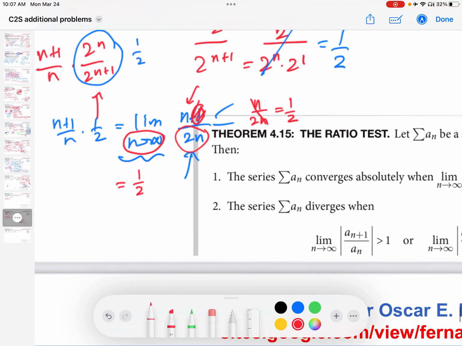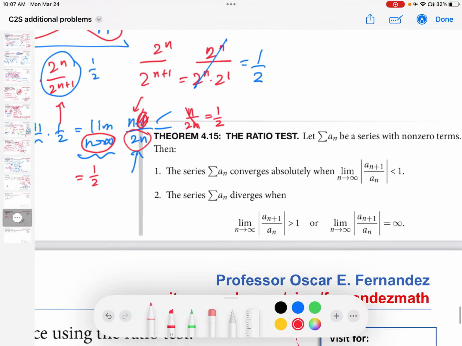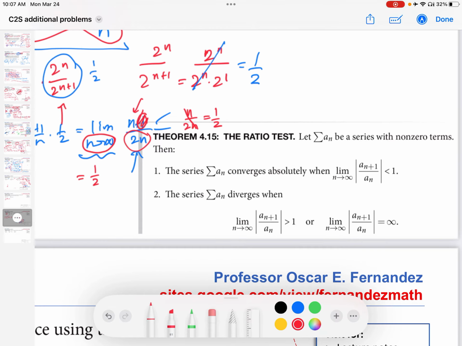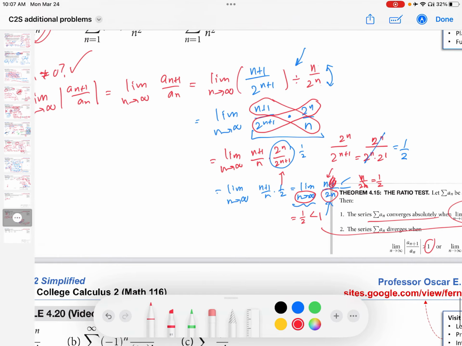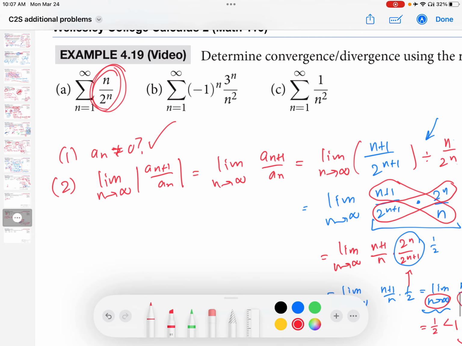And now that I've found the limit, back to the ratio test, I need to compare it to 1. This limit happens to be less than 1. So the ratio test tells me, hey, this series converges absolutely. So that's my conclusion here: it converges absolutely.